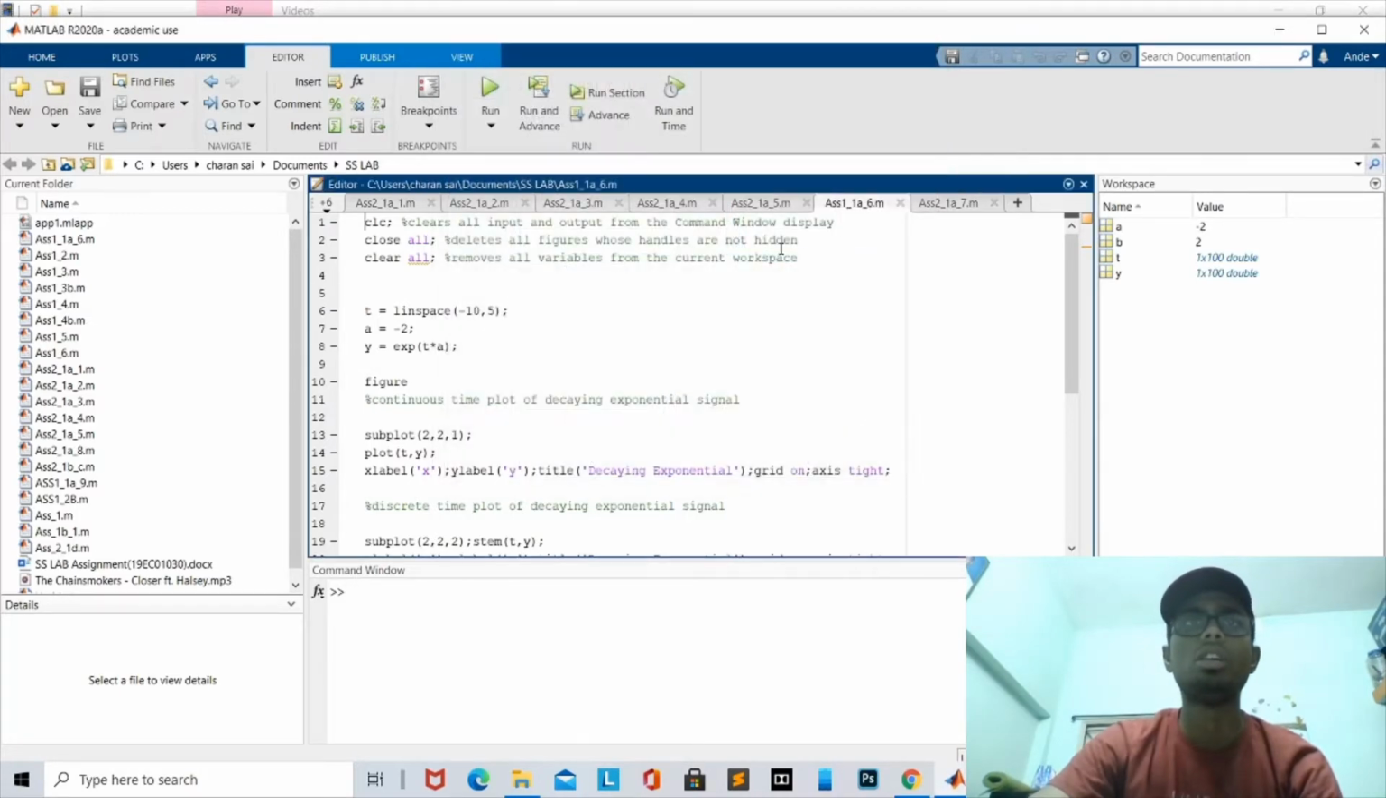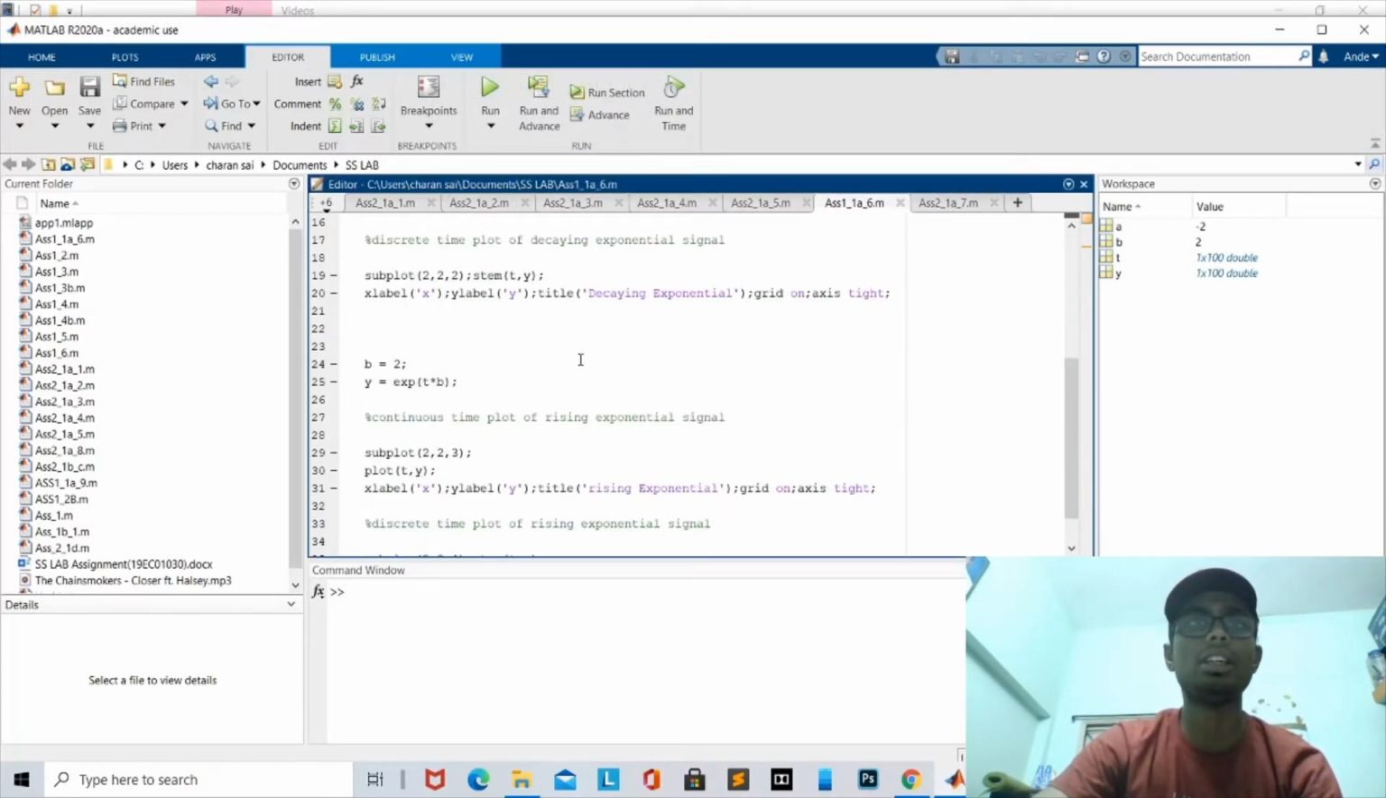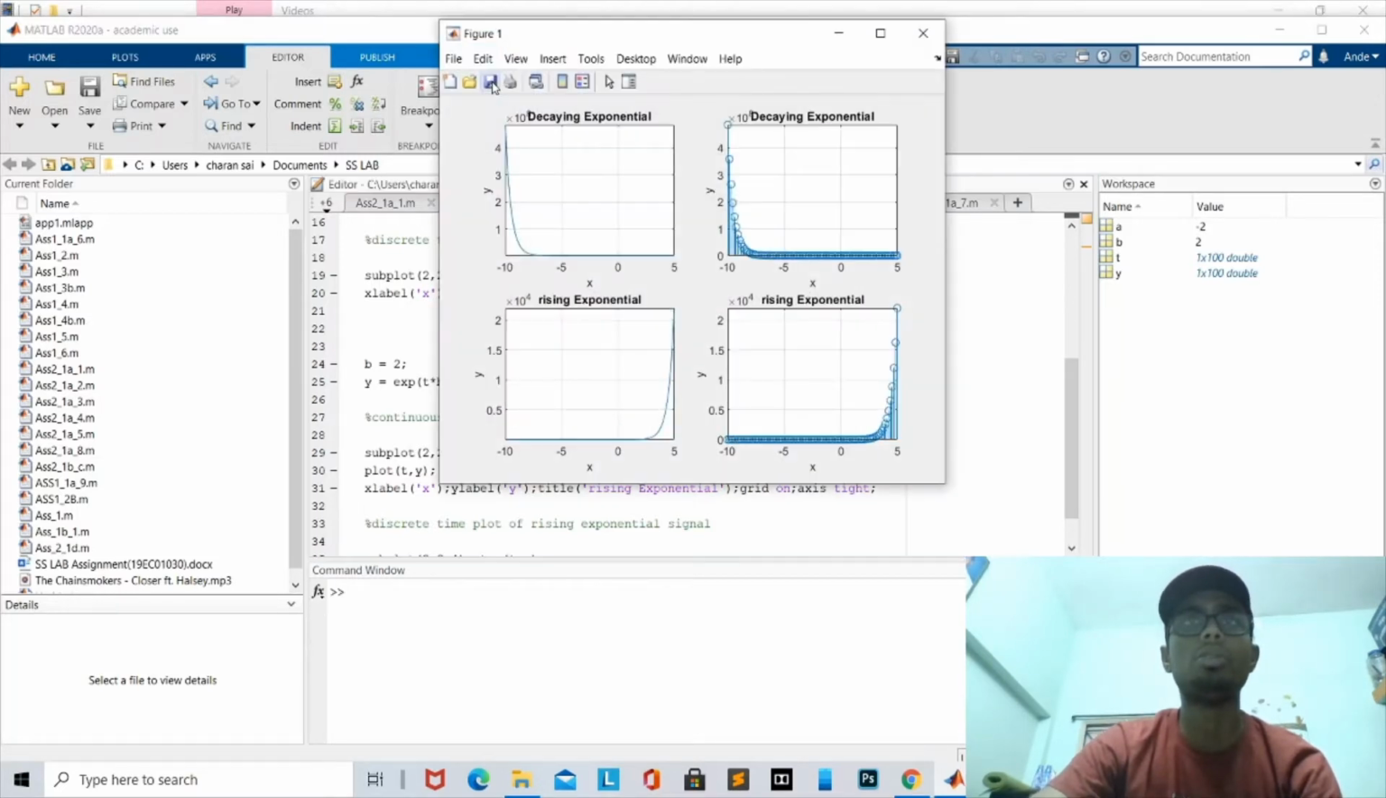discrete plot. So coming to the rising exponential graph, what I have done is I have used a positive value, and I have written the command y is equal to e power bt. I'll run the code and show you the outputs. Here comes the continuous plot, and here comes the discrete plot of the rising exponential.